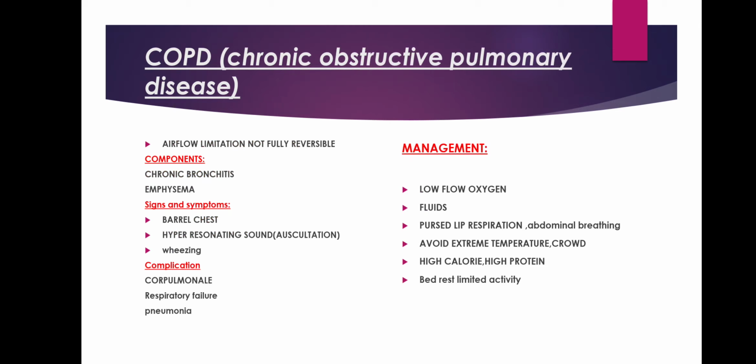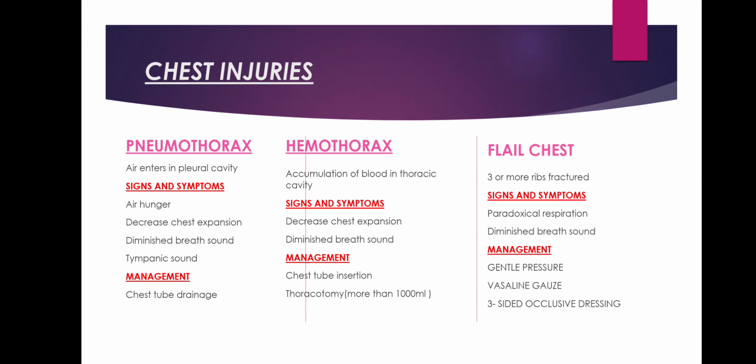We need to give this patient a high calorie and high protein diet. We need to reduce their physical activity. We have chest injuries: pneumothorax, hemothorax and flail chest. Pneumothorax, air in the pleural cavity. Hemothorax, blood in the pleural cavity. Flail chest, 3 or more ribs broken into 2 pieces.